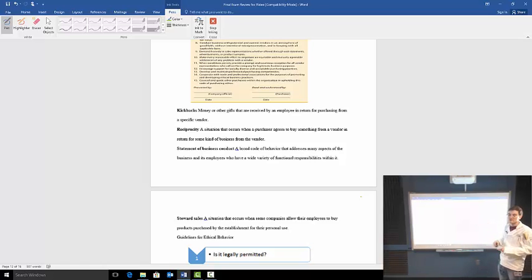Reciprocity. Reciprocity is our tit-for-tat situation. A purchaser agrees to buy something from a vendor in return for some other kind of business from that vendor. That's your stereotypical tit-for-tat situation.